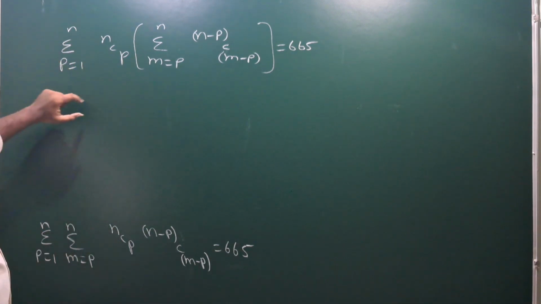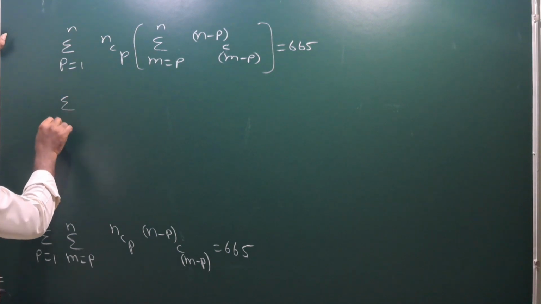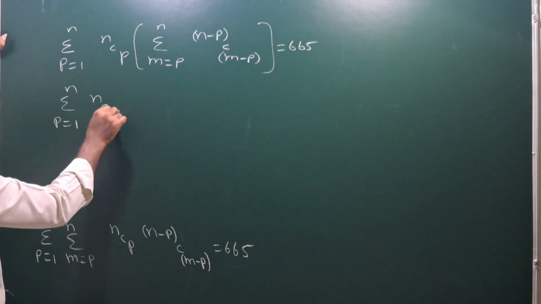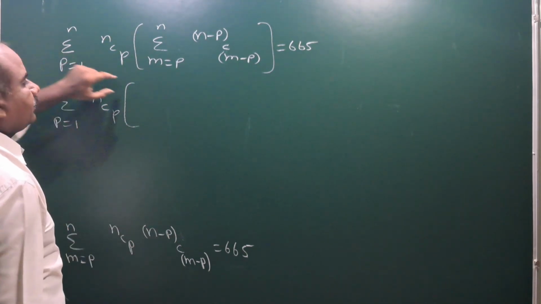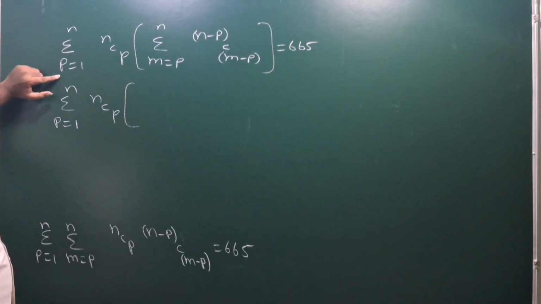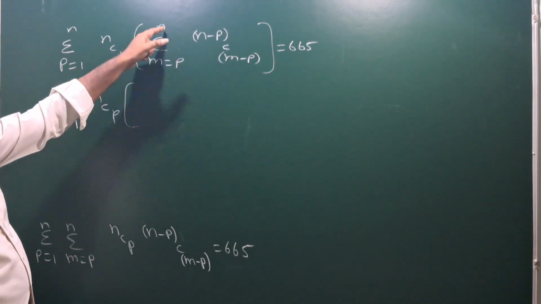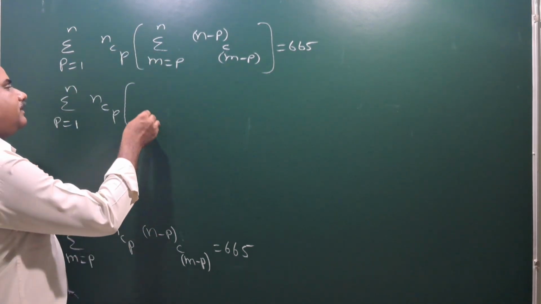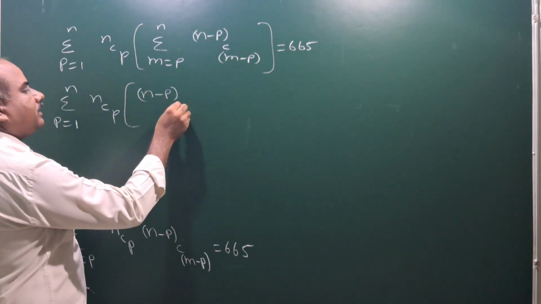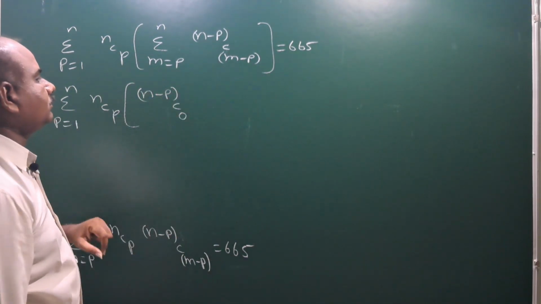Okay, now we have to expand this second series. Sigma p equals 1 to n of nCp. Here we have to substitute the values from m equals p to n. Here p equals 1 to n means it is increasing. Similarly, m equals p to n is also an increasing sequence. So if we substitute m equals p, then we get n minus p C 0, since if m equals p, then p minus p is 0.